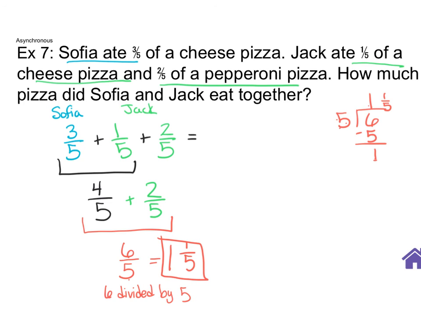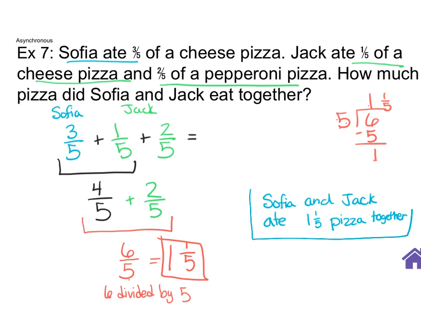All right. So what does 1 and 1/5 mean? So how much did they eat all together? So I would say Sophia and Jack ate 1 and 1/5 pizza together. That's a lot of pizza. That is the end of adding and subtracting fractions with like denominators.